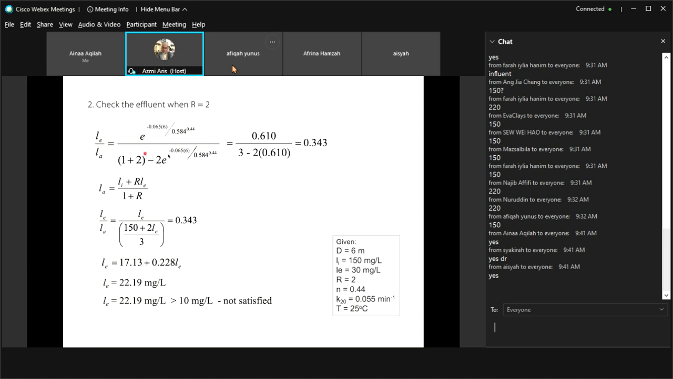Okay, you have to use all the equation, and then you put in whatever value in the equation, so you get your LE. Any question?